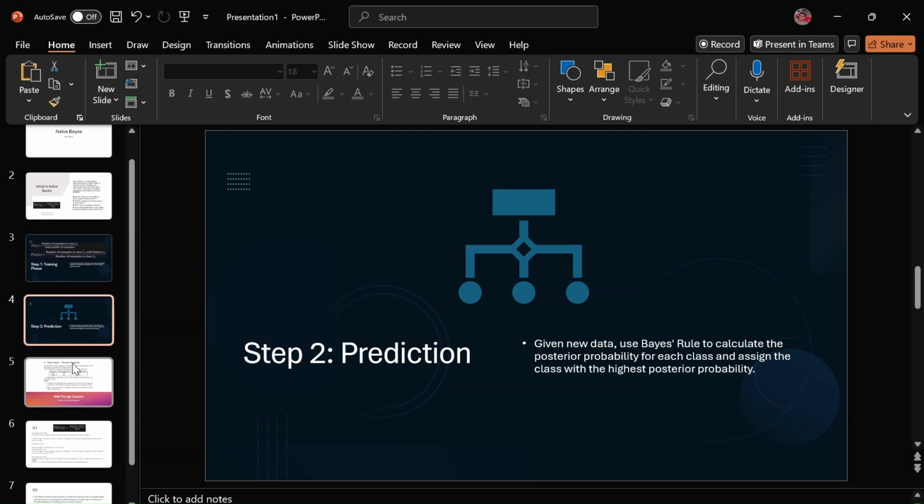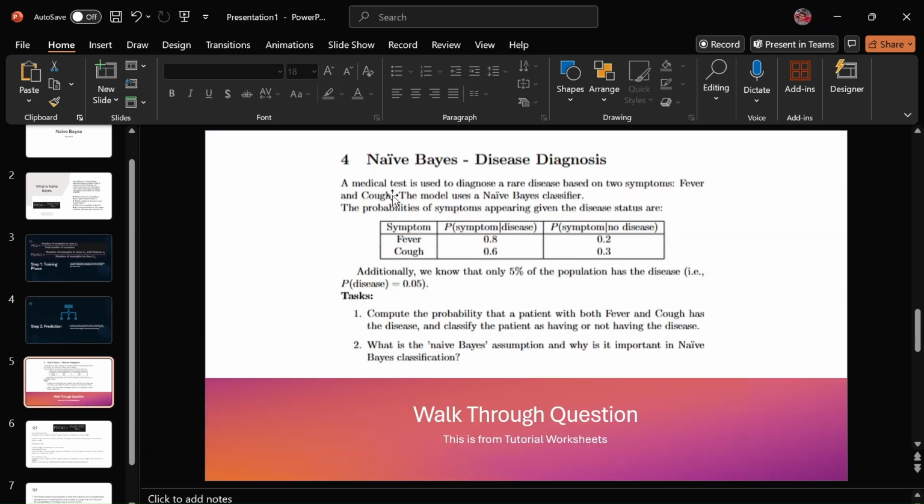Now, basically, we have a walkthrough here. So, naive Bayes for disease diagnostics. Some of you might recognize the question. It is from one of the tutorial worksheets. So, if I go through the question, it says, a medical test is used to diagnose a rare disease based on two symptoms, fever and cough. The model uses a naive Bayes classifier, and the probabilities of the symptoms appearing given the disease status are, and then there's the table here.